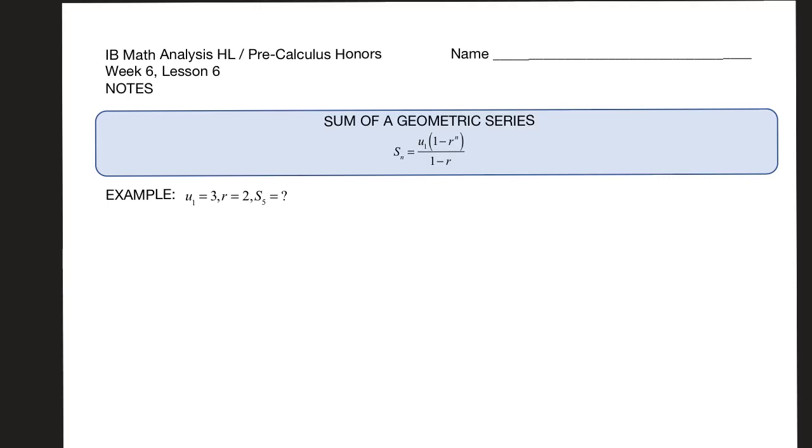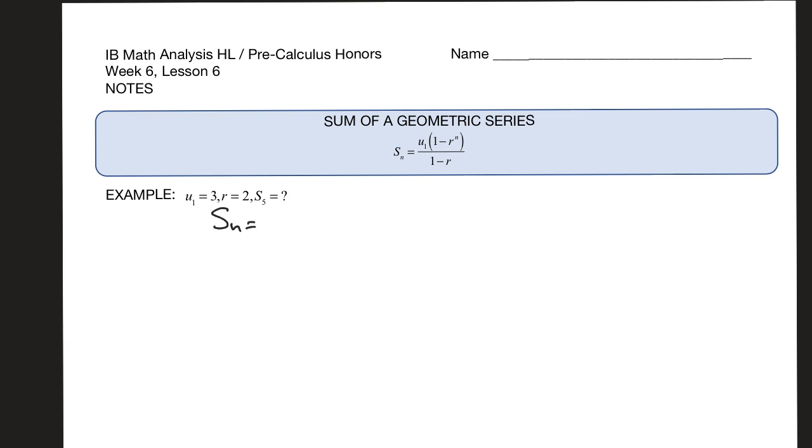Okay, this is week 6, lesson 6. This is the sum of a geometric series. In other words, you have a list of numbers that have a geometric pattern, meaning to get from one number to the next, you're either multiplying or dividing, and this formula will help you add them up. All right, so let's write the formula.